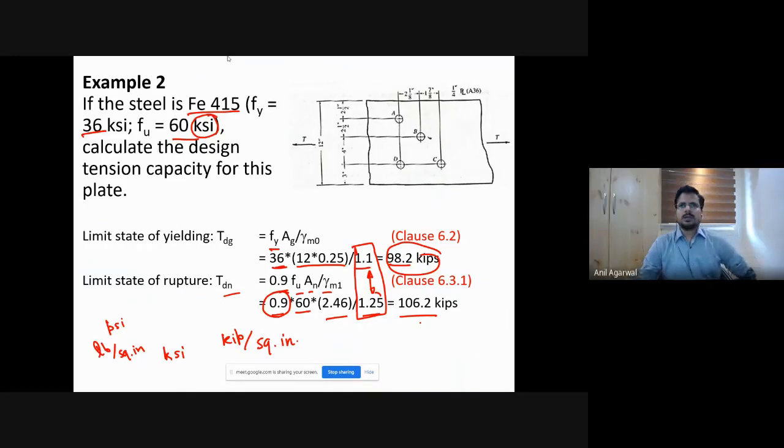So actually, the real reason why they use two different factors is really this. That and also this 0.9. Can anybody suggest why this extra 0.9 is there?